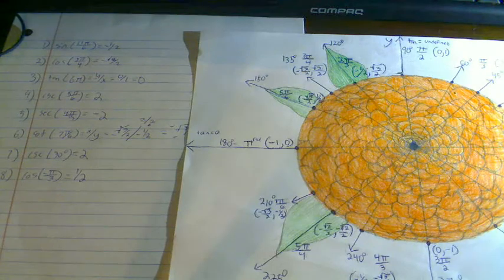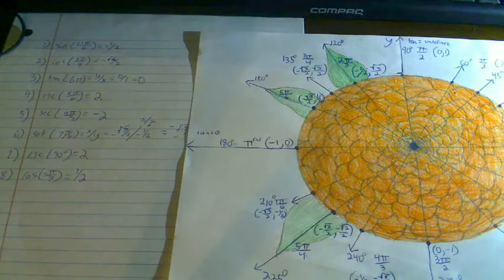Those were all kinds of special cases and all 6 of the trigonometric functions and how to use a unit circle to find all of them.